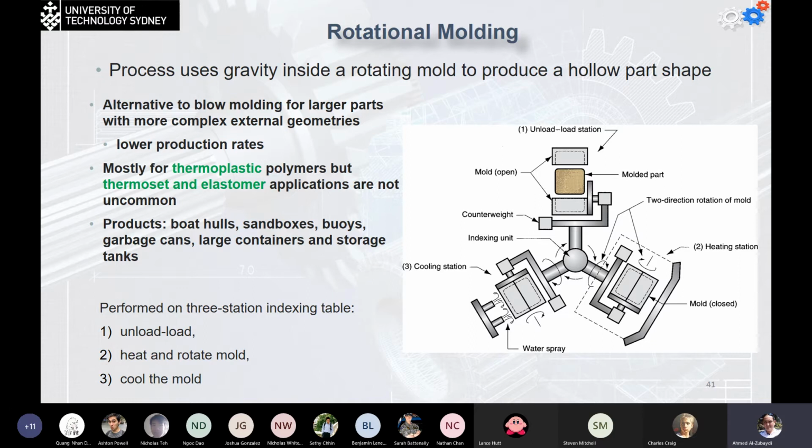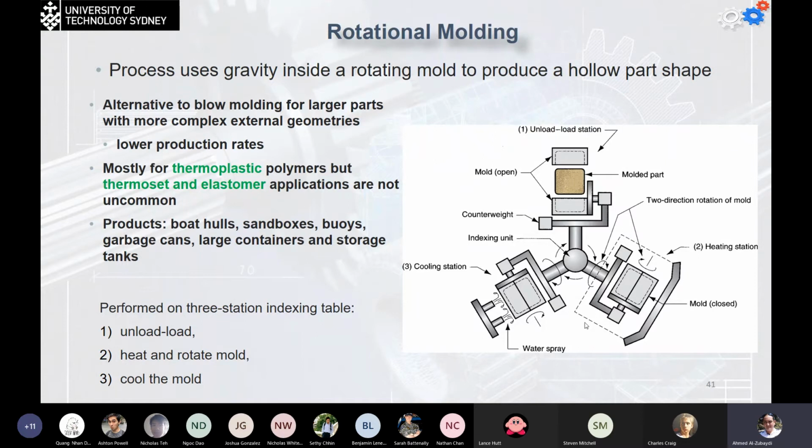Mostly it's used for thermoplastics, but it can also be used for thermosets and elastomers for certain applications. The products we can have from rotational molding are the boat hulls, the sandboxes, the buoys, the garbage cans, the large containers, and the storage tanks. And the steps are going to be very simple.